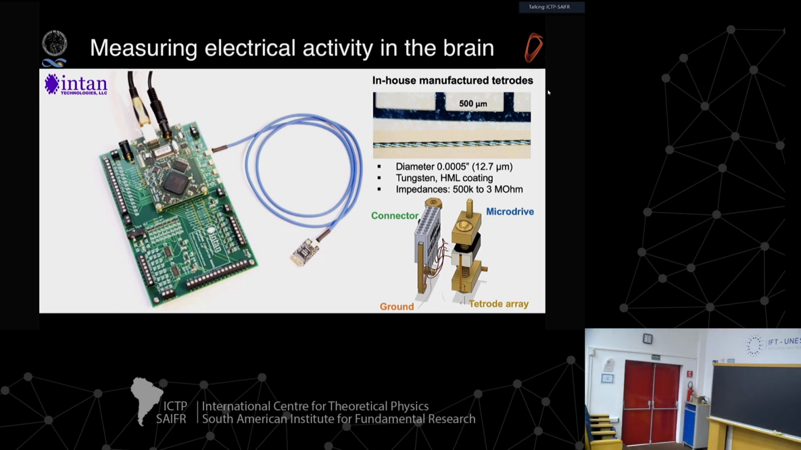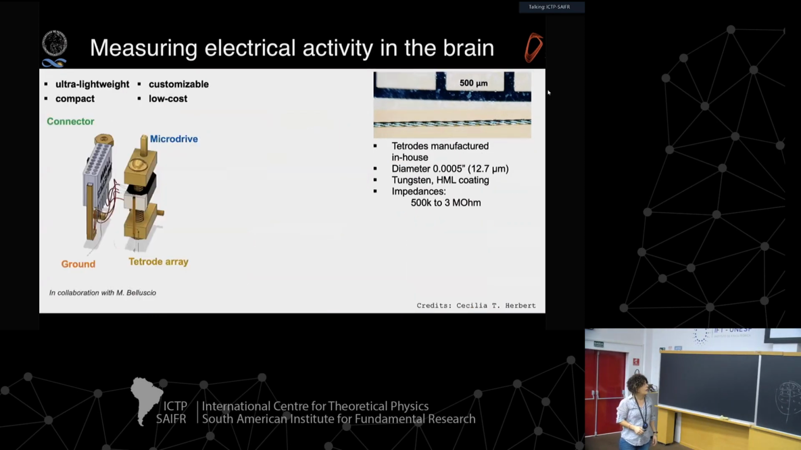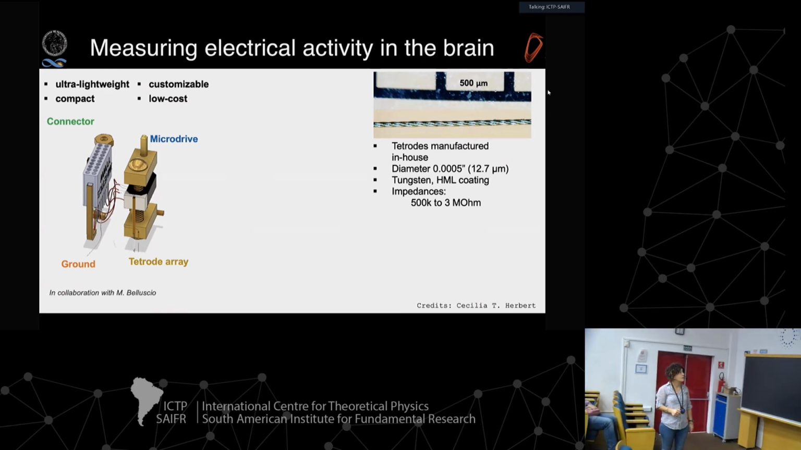So we designed this. This is what Fiamma works with. So she makes the electrodes. This is our device. And what are the advantages of this? They are cheap, but they are ultra lightweight. And you can build your electrodes as you want. So we are just recording 16 channels because the bird cannot carry so much weight, but you can do as many channels as you want.